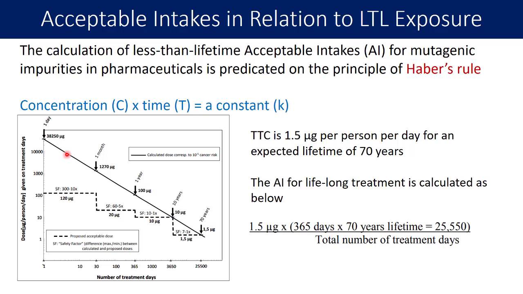Or in case I say 1270 micrograms of the mutagenic substance is exposed for a period of 1 month, then again a similar kind of life expectancy is possible, around 70 years. Or if you go further, you will find that 100 micrograms if consumed for a year, or 10 micrograms if consumed for 10 years, or 1.5 micrograms if consumed until 70 years.